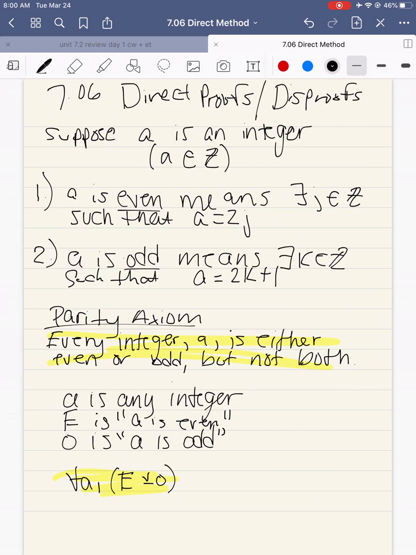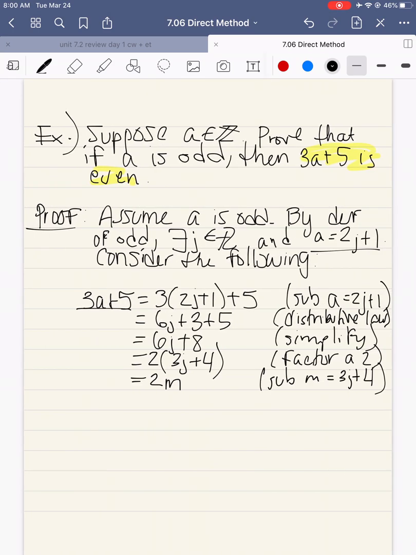If I go back to my definition of even, it says a is even means there exists a j that's an integer such that a equals 2j. Well, we have this 2 times something part, but we need to show that we are in the set of integers. So essentially we need to say if m is equal to 3j plus 4, how can I guarantee that that is an integer? Well, we said before that an integer is a whole number. There's no decimals, no fractions, or anything like that.